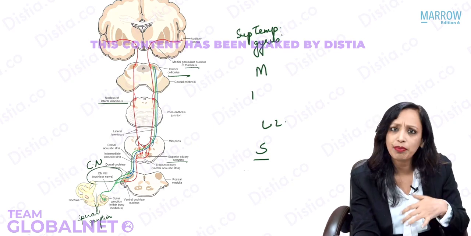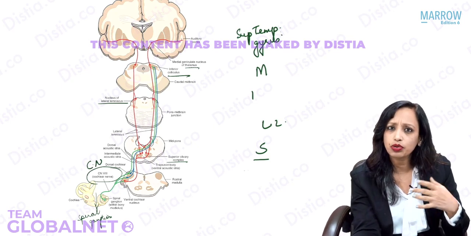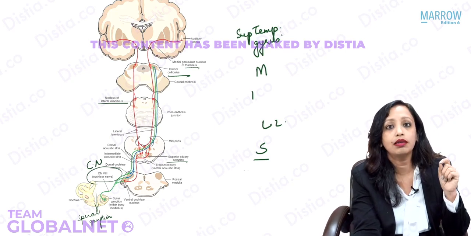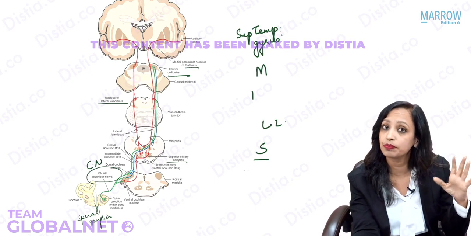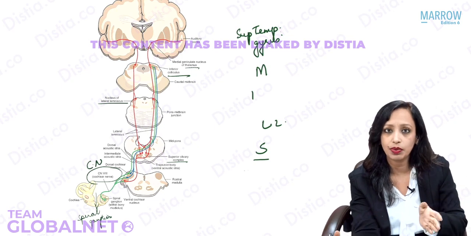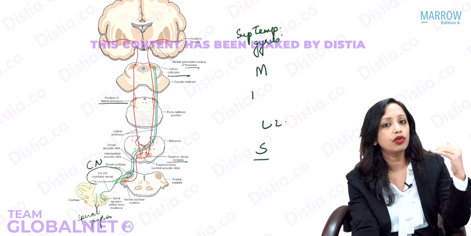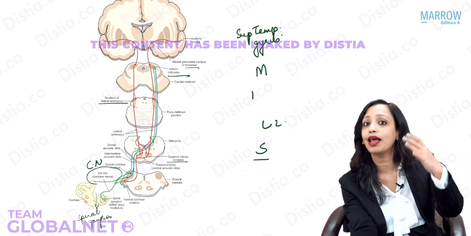Now, do we have to remember this complete pathway? Is it important to know each and every part of the pathway? Yes, that was a question that was asked in AIIMS, the sequence question. Put in the correct sequence. So, we have the cochlear nerve, then we have the cochlear nuclei, and then SLIM, S-L-I-M.